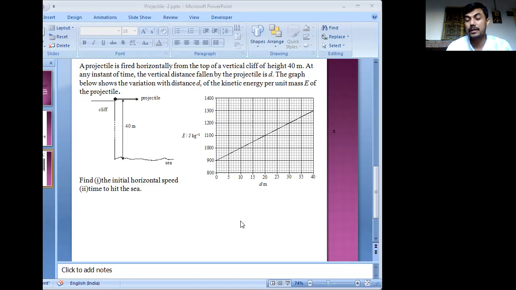So first of all, let's try to understand how the total energy, the velocity, varies with vertical displacement. Now, mind you, over here, the total energy is composed of both the horizontal kinetic energy and the vertical kinetic energy. So here the object will have two velocities, horizontal and vertical. Horizontal velocity does not change, whatever that is.